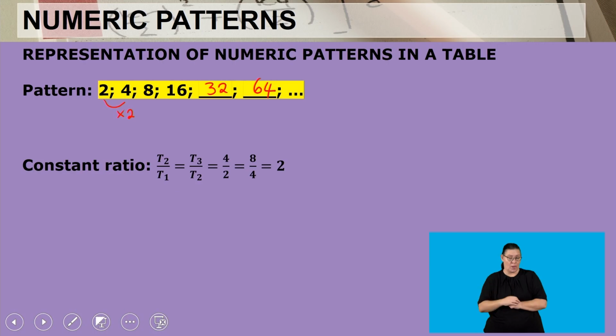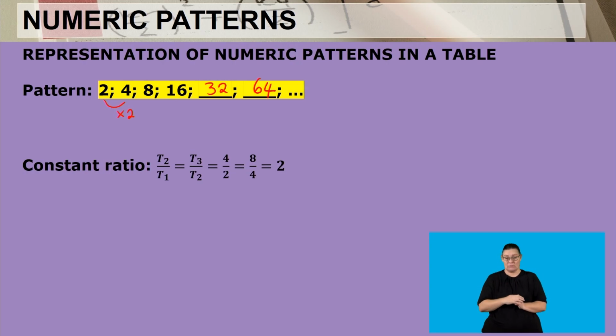Now, if you remember, a constant ratio is found by dividing the second term by the first term or the third term by the second term. In this case, that was a 4 divided by 2, which gave us a 2, which is the same answer as an 8 divided by 4, which also gave us a 2. So our constant ratio here is that 2.